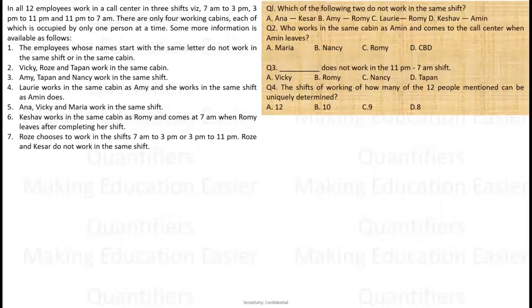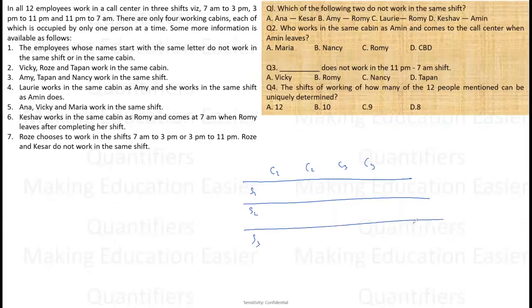It is of the type distribution. It says in all, 12 employees work in a call center in three shifts, i.e. 7 to 3, 3 to 11, 11 to 7. There are only four working cabins, each of which is occupied by one person at a time. So basically, there are four cabins: cabin 1, cabin 2, cabin 3, cabin 4. There are three shifts, shift 1, shift. Right? I have to fill this data here.